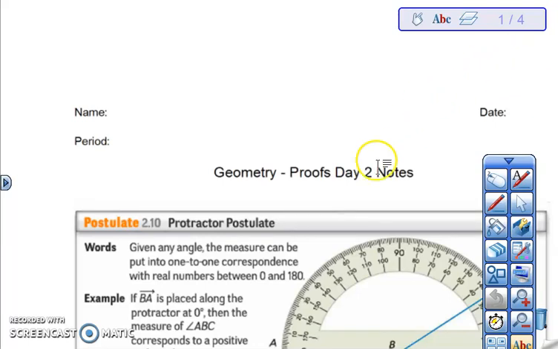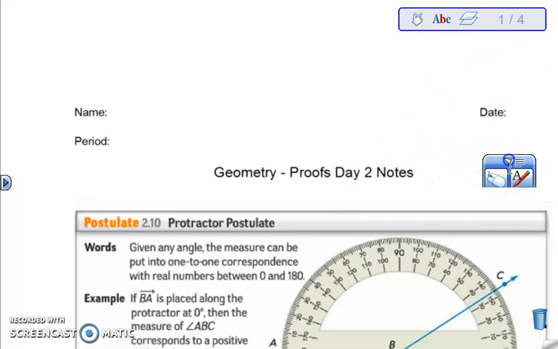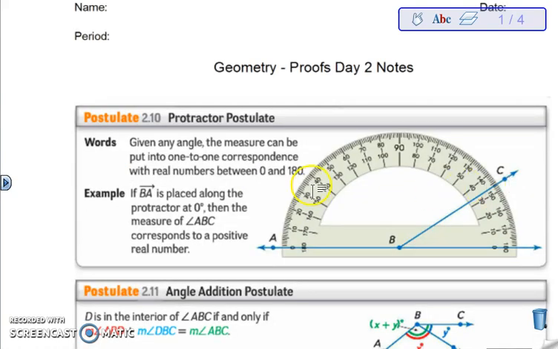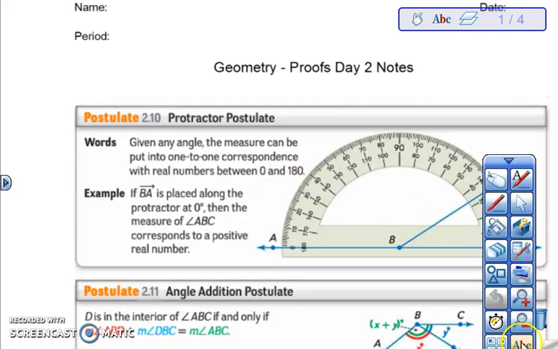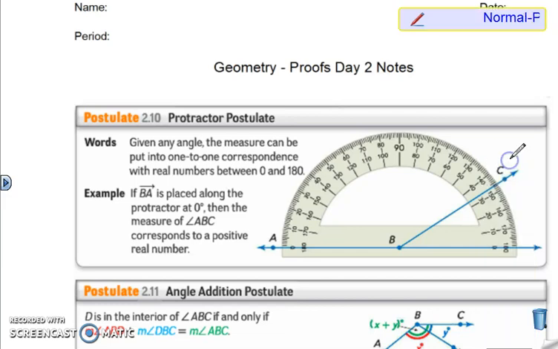Alright, welcome. Today we are looking once again at geometric proofs. Just kind of picking up where we left off last time. This first page is basically just a review of some postulates and theorems that we may have seen before.